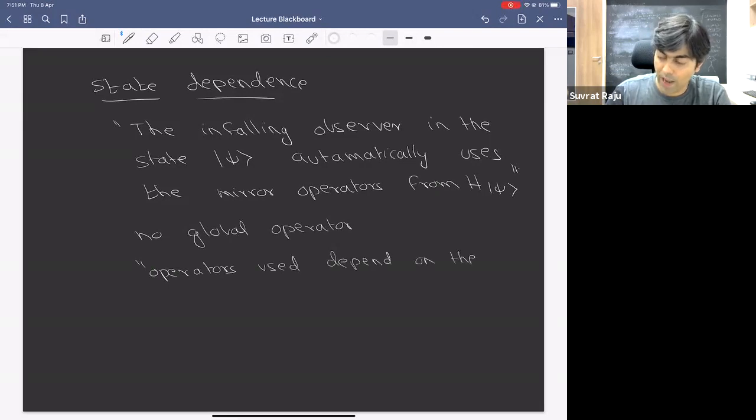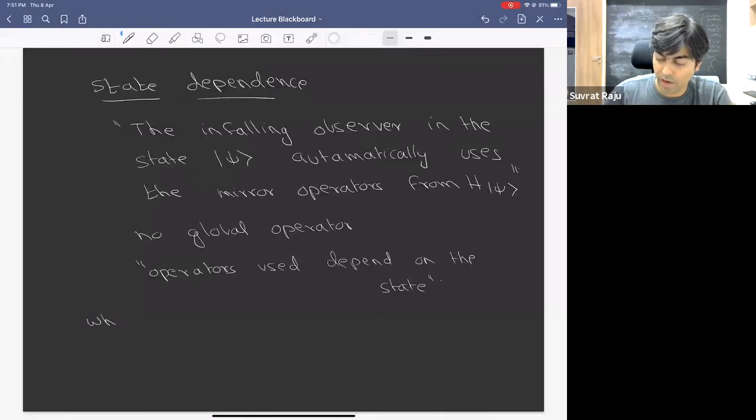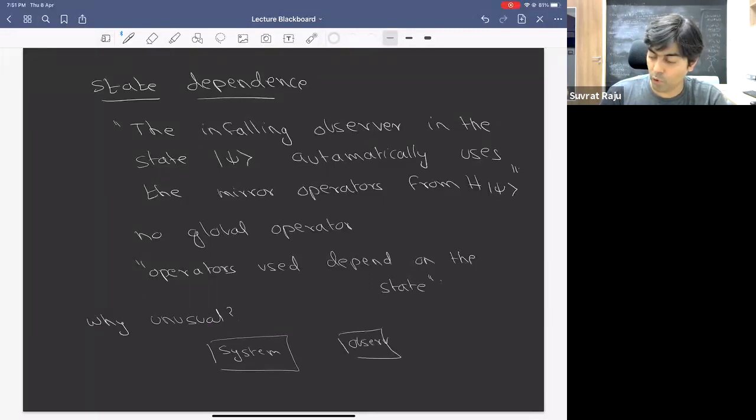So let me first point out, why is this unusual? It's unusual because this is not what we usually say about observables. When we open books on quantum mechanics, there's some postulate which tells us, here we have some set of Hermitian observables, and here there's a system. There's an observer, and the observer can probe the system with different kinds of observables. And these observables are fixed once and for all.